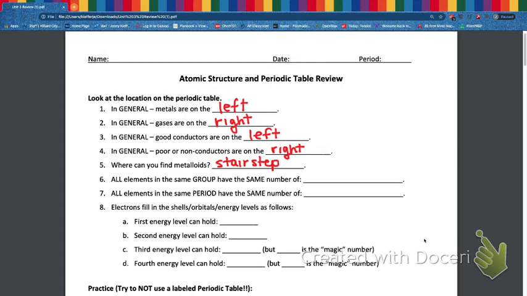All elements in the same group have the same number of valence electrons. So remember, our valence electrons are the electrons on the outermost energy level. And so in the same column, remember we call the columns groups or families, they have the same number of valence electrons. The rows are called periods, so all elements in the same period have the same number of energy levels.